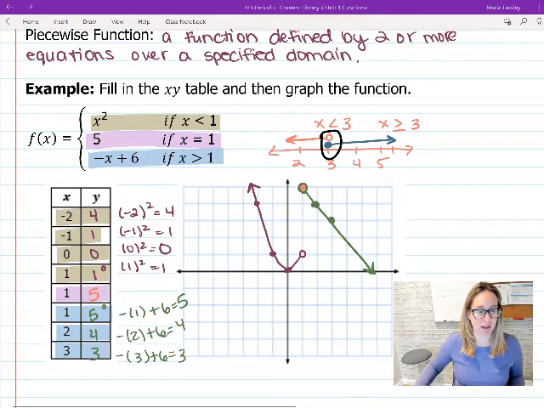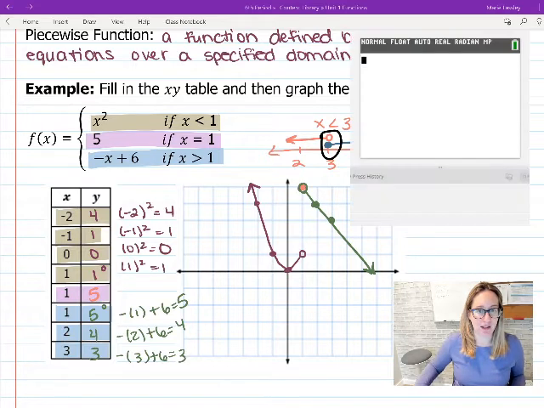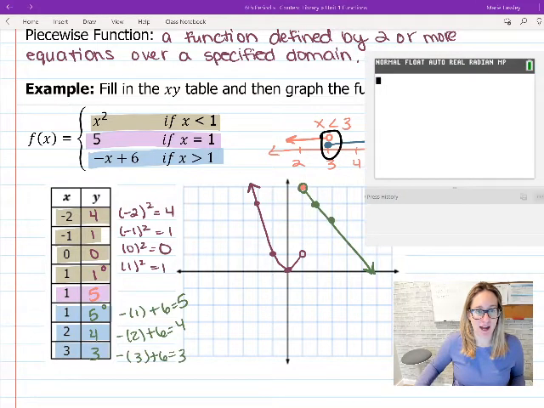I gotta find my mouse. All right, here we go. Okay, so here's my calculator. We want it to go ahead and do this same graph.